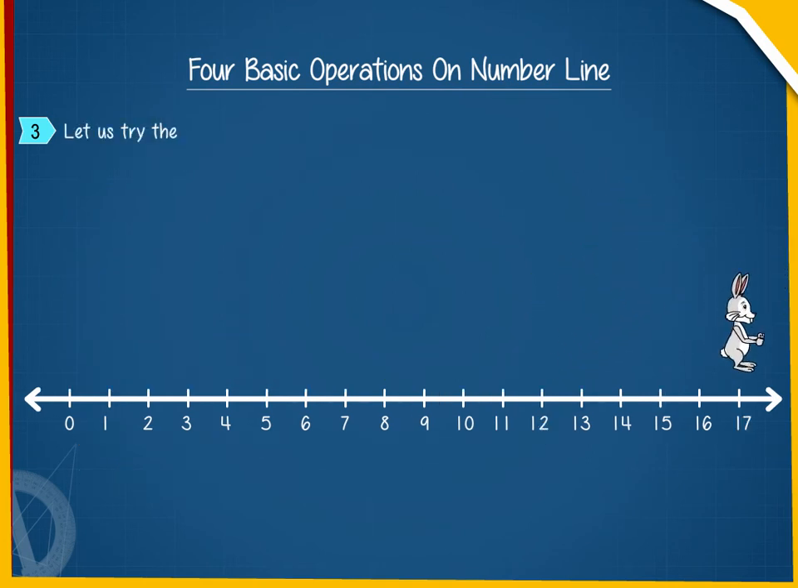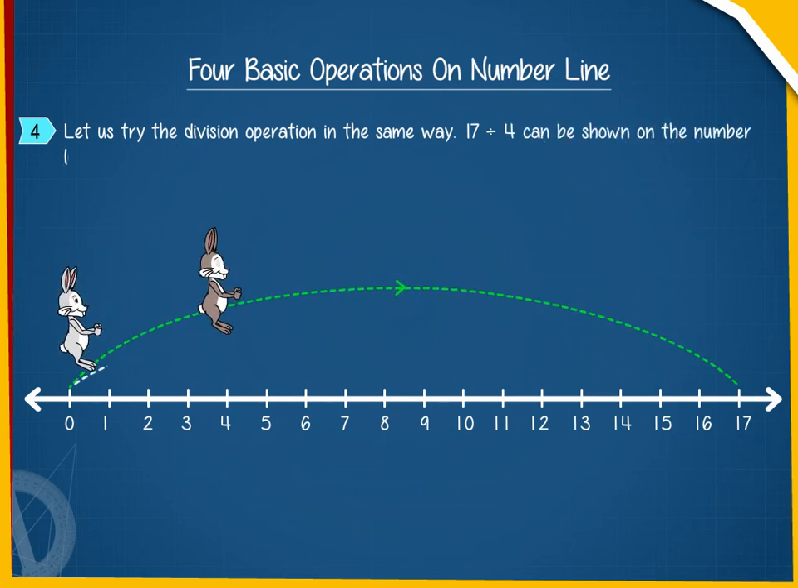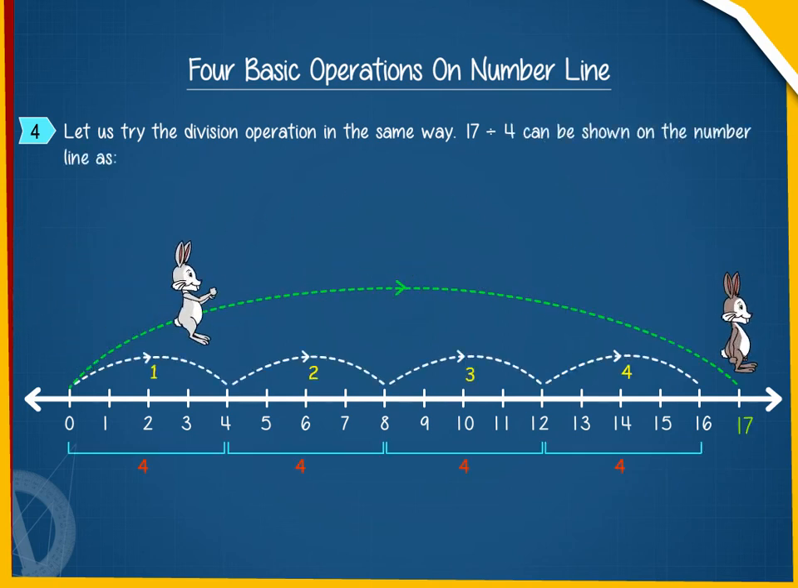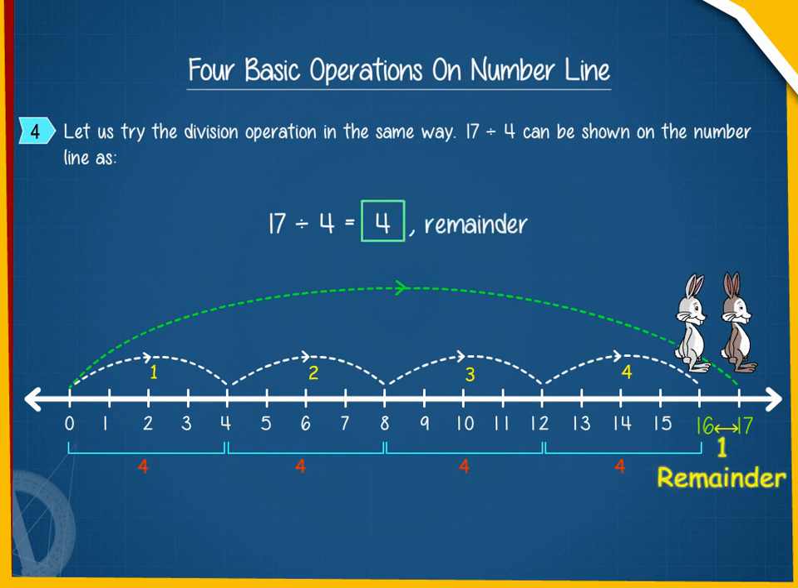Let us try the division operation in the same way. 17 divided by 4 can be shown on the number line as 17 divided by 4 is equal to 4. Remainder 1.